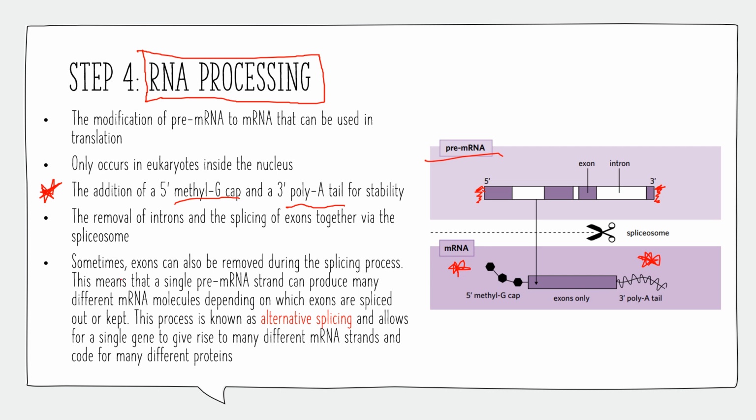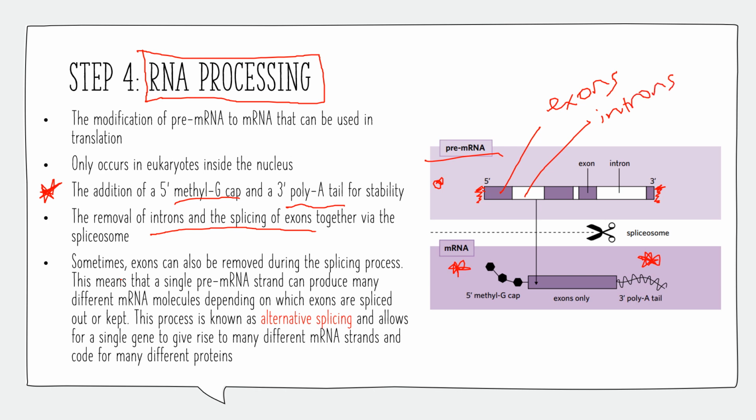What also happens is the removal of introns and splicing of exons. We're going to learn about this in more detail in our next lesson, but for now, you can see in this pre-mRNA molecule up here that we have these purple bits. These are our exons, and we have these white bits. These are called our introns.